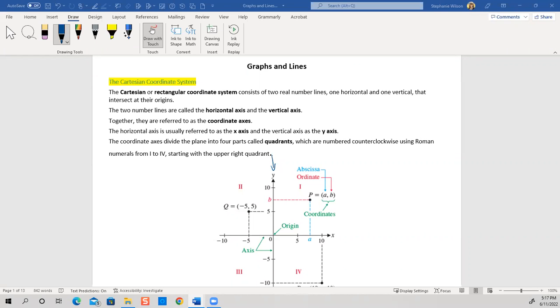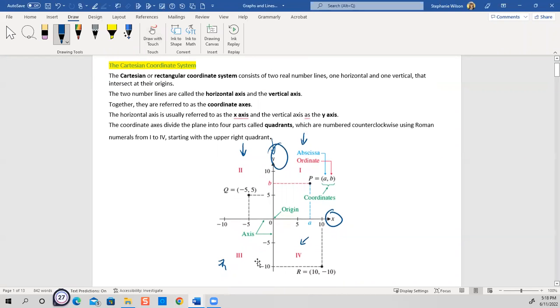Cartesian coordinate is representing an ordered pair of x and y, where y depends on x. We have 4 quadrants. As you notice, it's broken down. We read the first one on the right-hand side. Then the second one is here, third, and fourth. Here is our y-axis, and here is our x-axis.